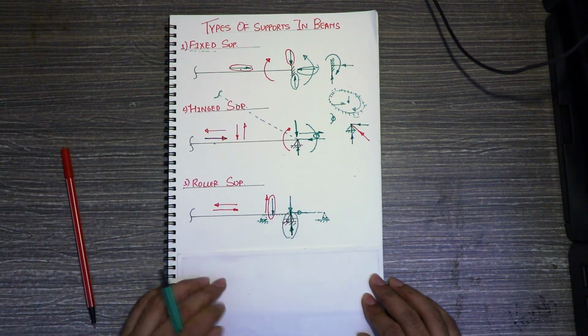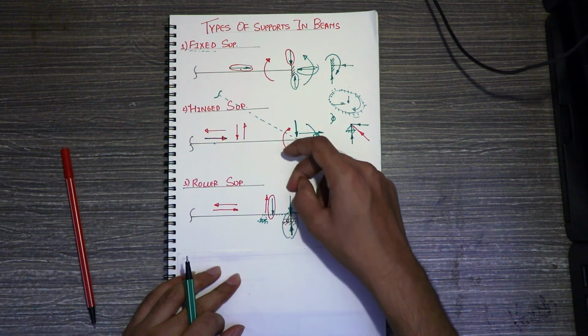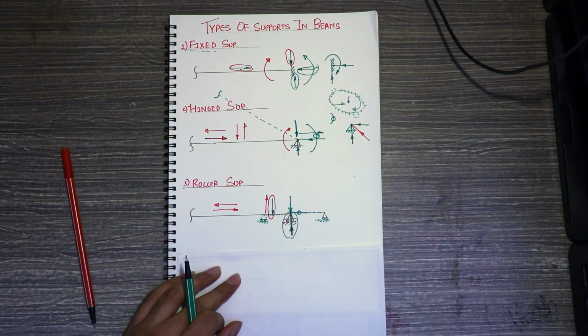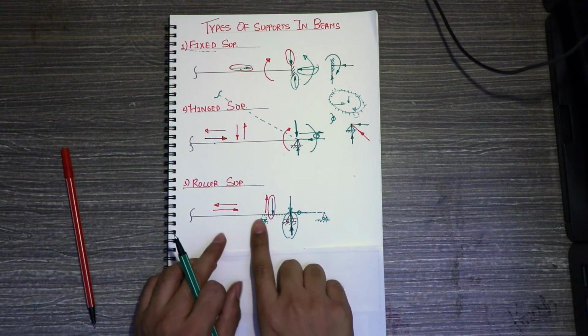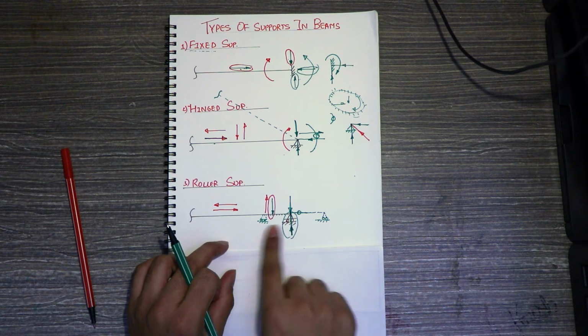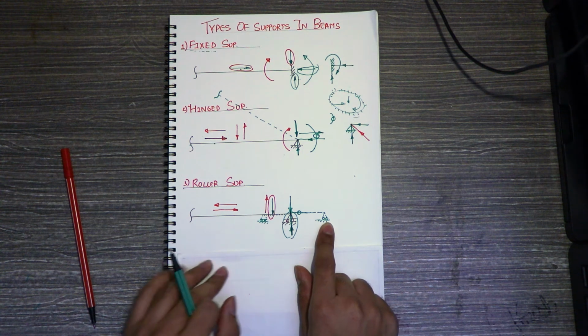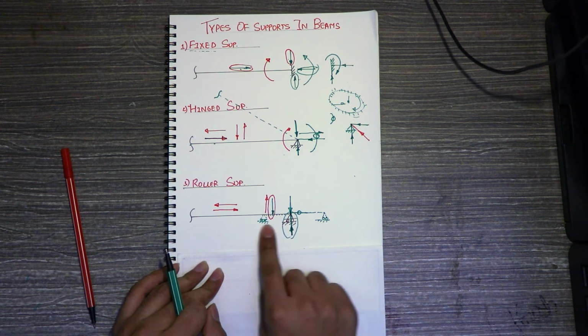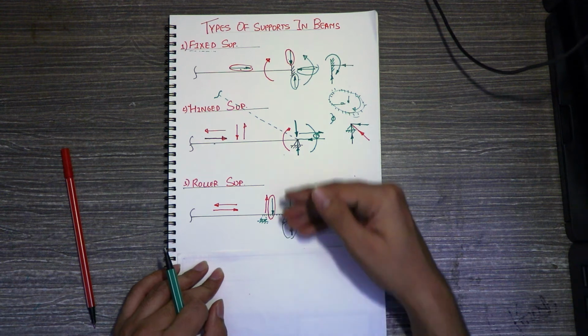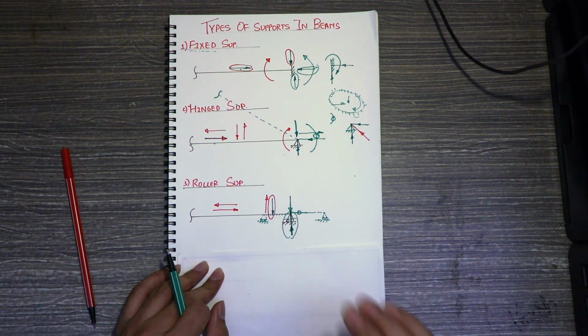But again, you won't be able to translate it in the vertical direction. You will be able to translate it in the horizontal direction, because there are rollers. So you will be able to translate it in the horizontal direction, but translation in the vertical direction is prohibited.